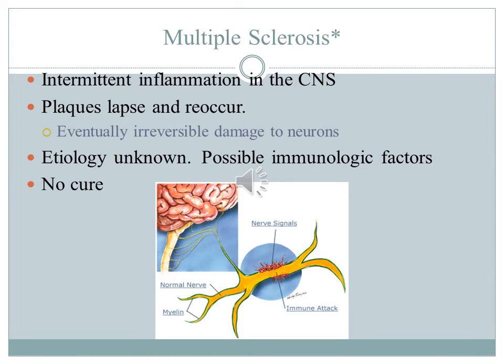Multiple sclerosis is a condition that involves intermittent inflammation in the central nervous system, and what ends up happening is, due to that inflammation, you develop plaques that basically lapse and reoccur, and what it eventually ends up doing is causing irreversible damage to the neurons in the central nervous system. And part of that involves the demyelination. So we talked about what myelin is. It ends up causing those neurons to demyelinate and causes various degrees of disability.